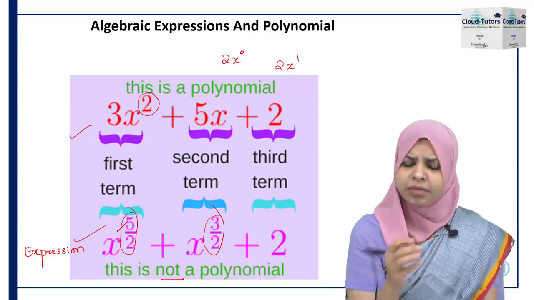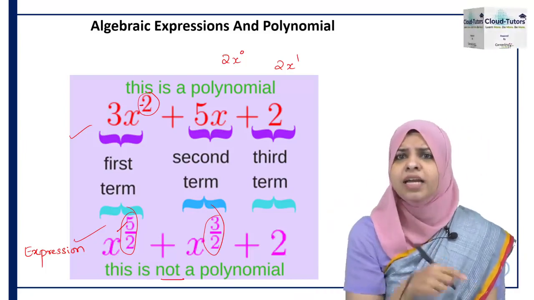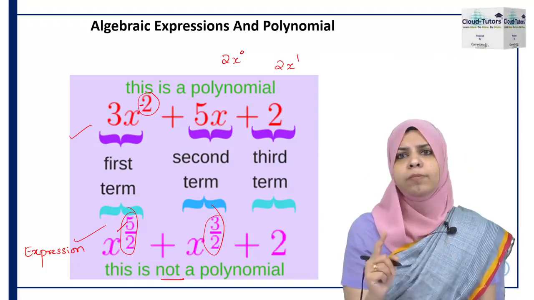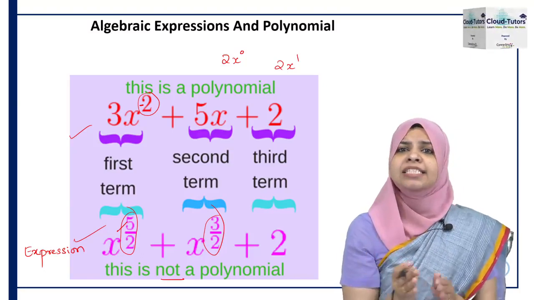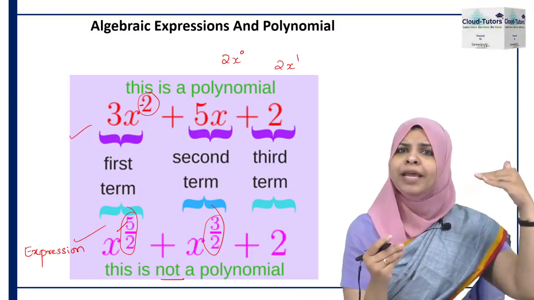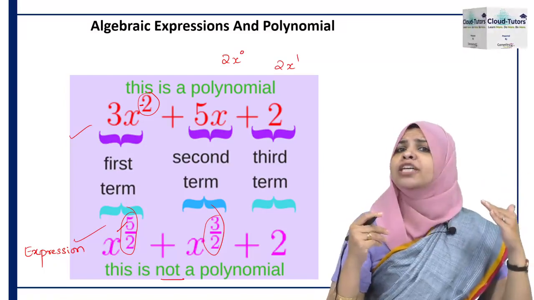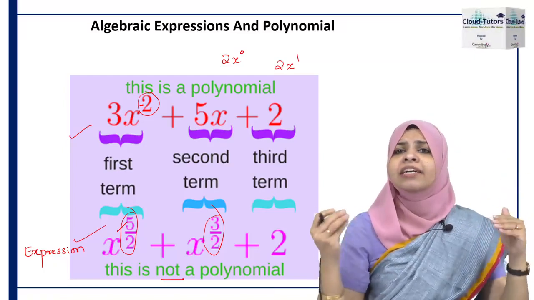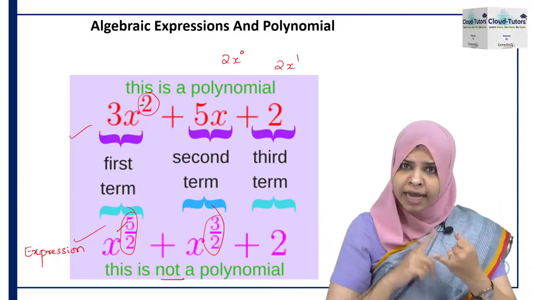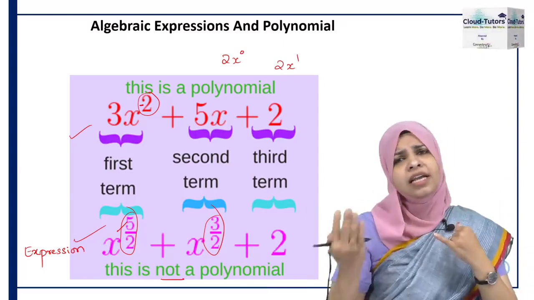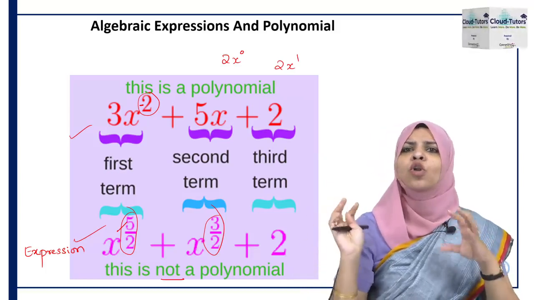Can I have negative numbers? Say if it was -2 here, do you think it would still have been a polynomial? No. Negative numbers are also not included. Either I say whole numbers, the power or the degree should be a whole number, or I should be saying non-negative integers. The degree of the polynomial should be non-negative integers. In simpler words, I will simply say whole numbers.